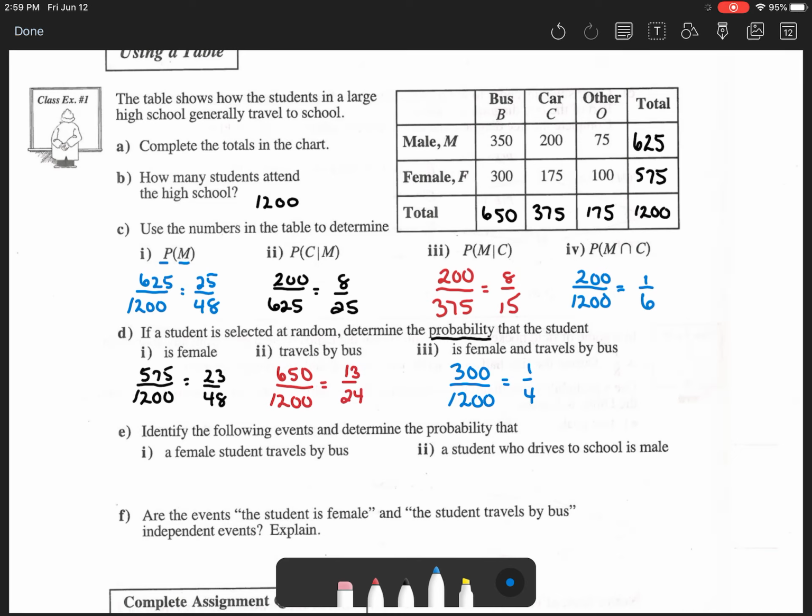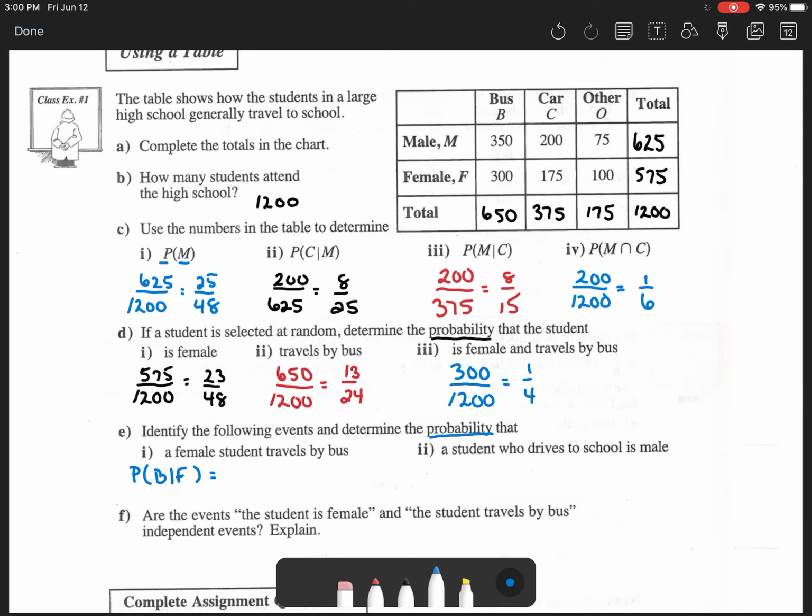In E, it says identify the following events and determine, and again, we're dealing with the probability that a female student travels by bus. So this is the way you notate it: it's the probability that they take the bus given that they are female. That's the way I would notate that question. So the probability they take the bus given that we're dealing with females.